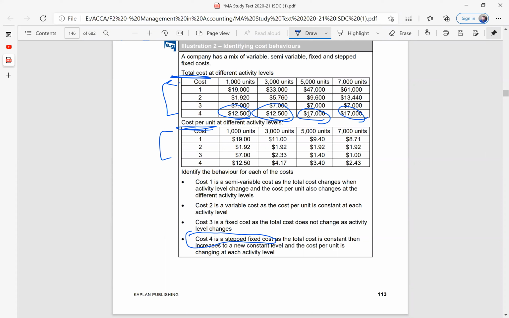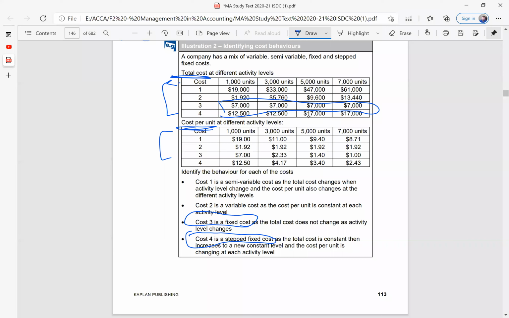Coming back to cost number 3. Cost number 3 is constant throughout. It is not changing. So you should automatically get this thought in your mind that it is fixed then. Why? Because I told you that fixed cost is constant in total. Always.